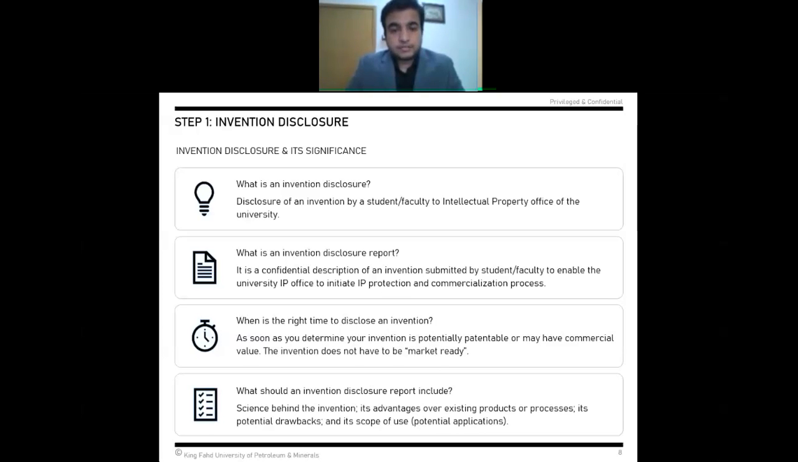And what should the invention disclosure report include? In brief, it should include as much information as you can. For example, the science behind the invention, which shows how the invention works, advantages of the invention over existing products or processes, its drawbacks, and its scope of use. For example, where can it be used in the industry?